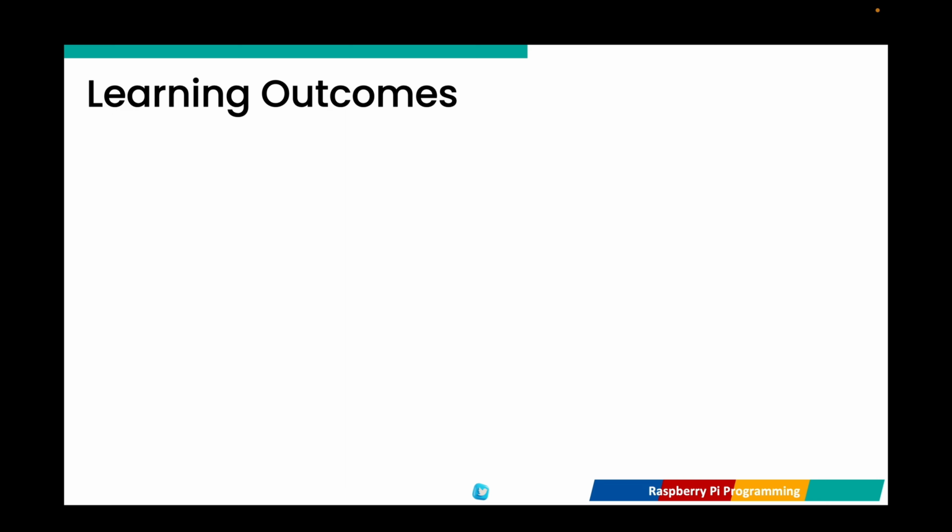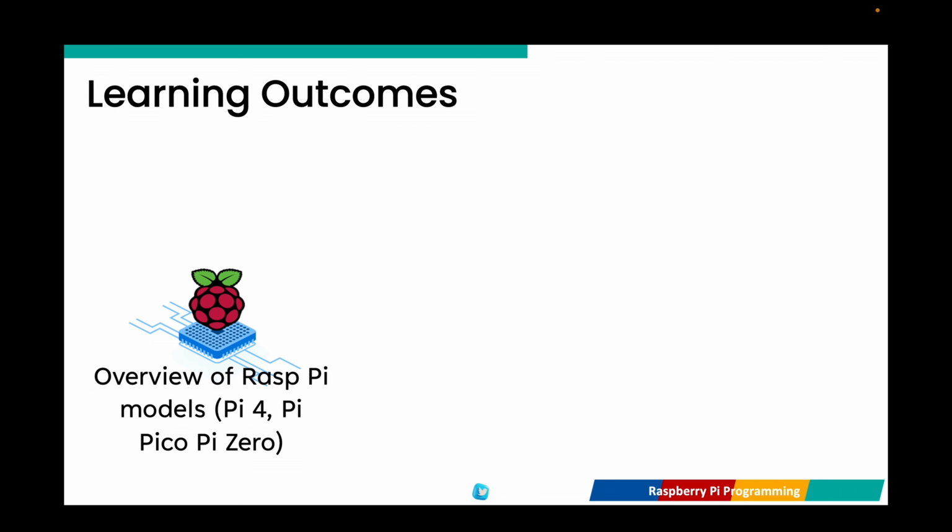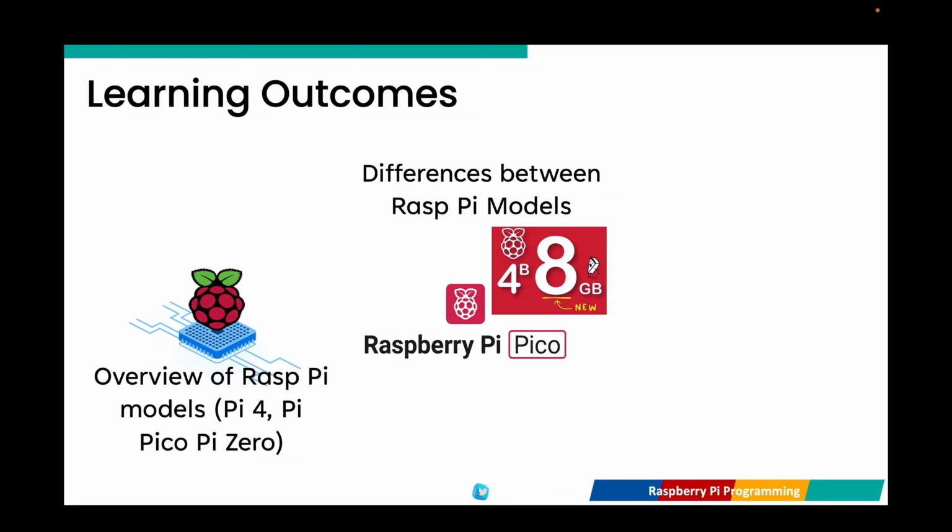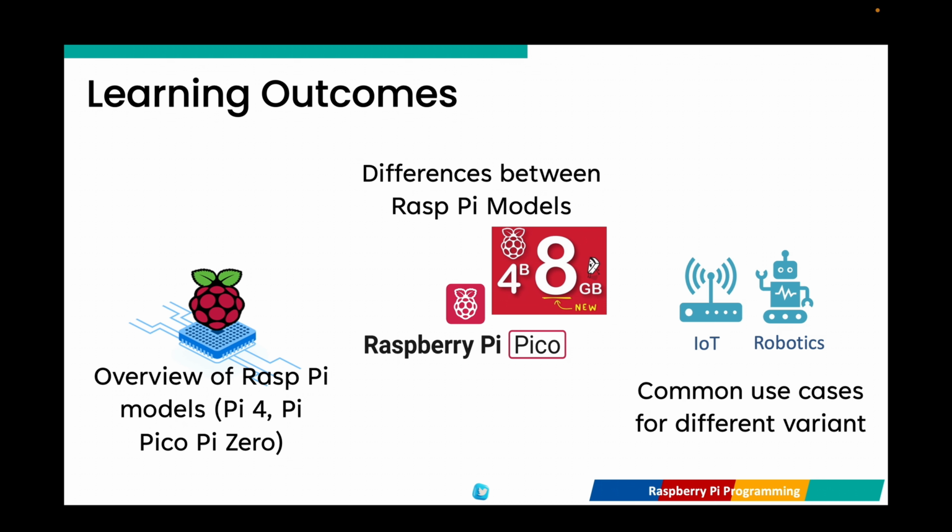In Chapter 1, Introduction to Raspberry Pi, students will explore a diverse range of Raspberry Pi models, their differences and their common applications in real-world projects. By the end of this lesson, you will be able to identify various Raspberry Pi models, including Raspberry Pi 4 and Raspberry Pi Zero. We'll understand the key differences between different Raspberry Pi variants, such as processing power, connectivity, and expandability. Last but not least, you will recognize the common use cases for each model, from IoT applications and AI projects to robotics and edge computing.